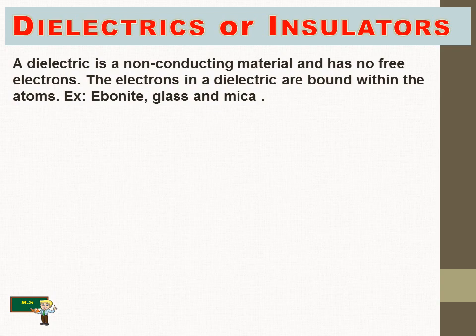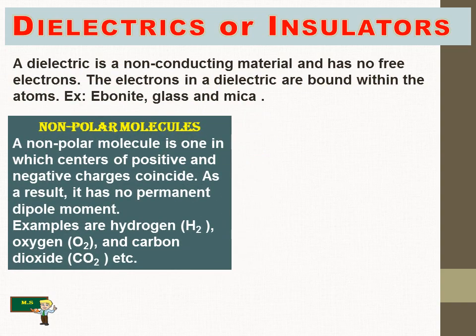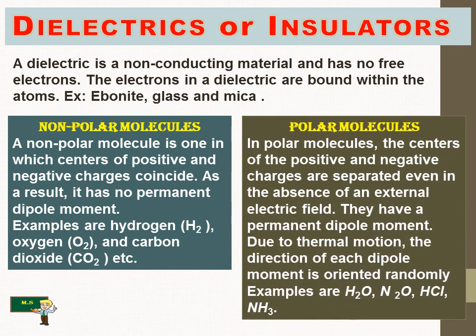A dielectric is a non-conducting material and has no free electrons. The electrons in a dielectric are bound within the atoms. Examples are ebonite, glass, mica, and sometimes we can take paper as a dielectric material. See, these dielectric materials are made up of polar and non-polar molecules. Come, let's see what you mean by polar molecules and non-polar molecules.